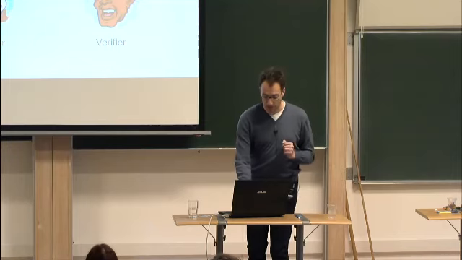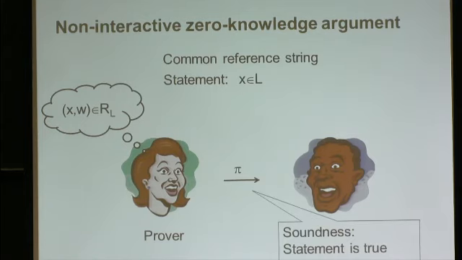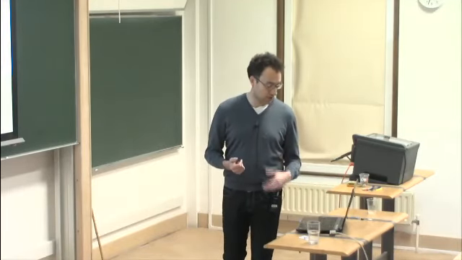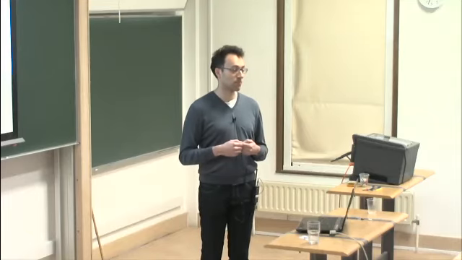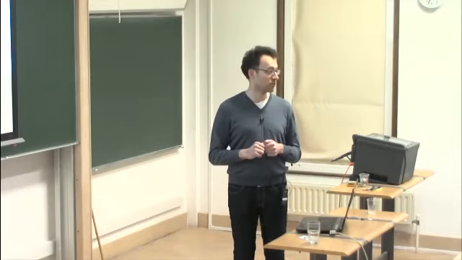So this is the setup. Now the prover can send an argument that hopefully will convince the verifier. Again, we have these two essential properties. Soundness: this argument, if it's valid, convinces the verifier that the statement really is true. And zero knowledge: it doesn't reveal anything but the truth of the statement. In particular, it doesn't reveal what the witness is that the prover knows. It just reveals that x belongs to the language.